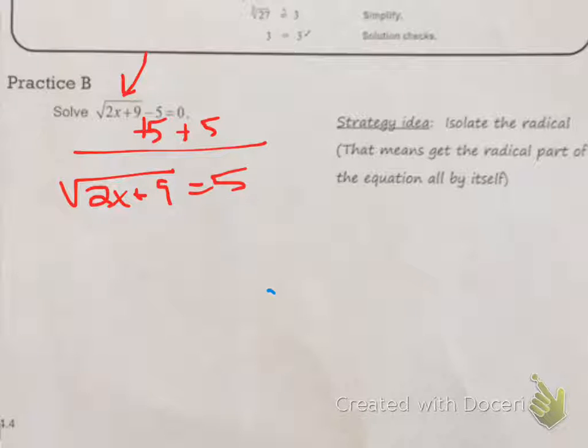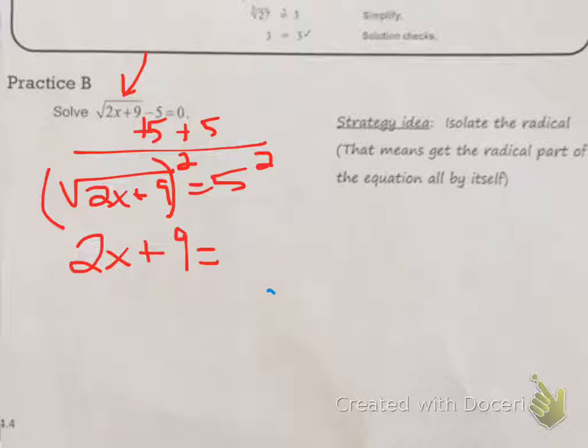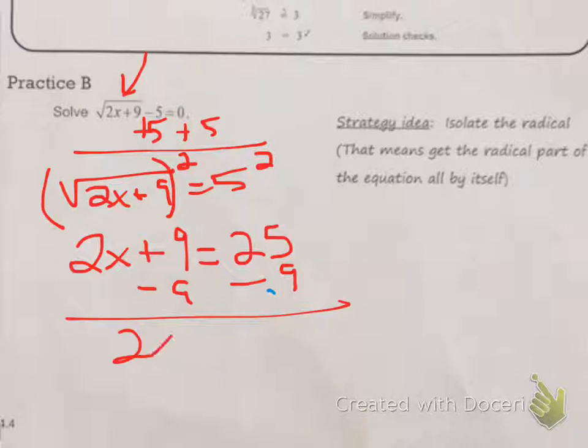Before I can move the 9 or the 2, I'm going to have to get rid of that square root. And in order to get rid of a square root, I'm going to have to square. So I'm squaring both sides now. It cancels on this side to just be 2x plus 9. And on the other side, I have 5 squared, which is 25. Subtract 9 from both sides. When you do that, you get 2x equals 16. Divide both sides by 2.